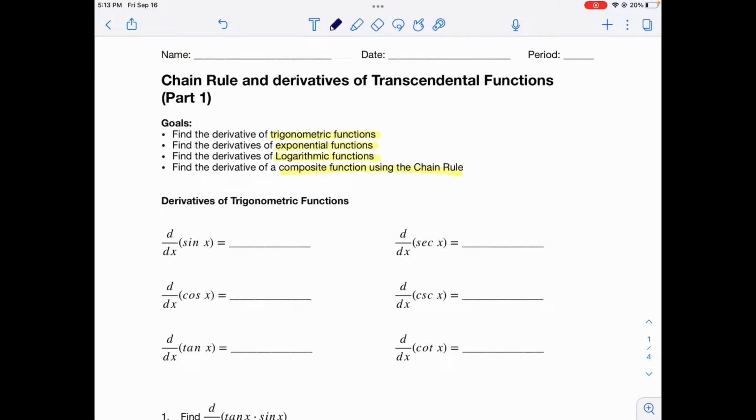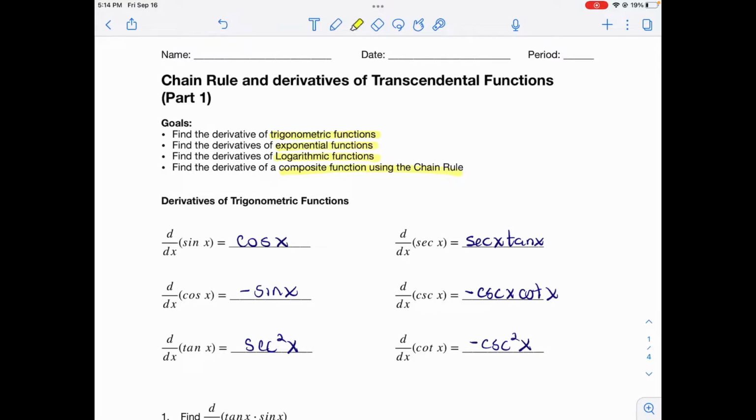So we're going to find the derivative with respect to x of sine of x, and it is cosine of x. Then the derivative with respect to x of cosine of x is negative sine of x, and the derivative with respect to x of tangent of x is secant squared x. And the derivative with respect to x of secant x, well, that is kind of unique. It's secant x tangent x. And the derivative with respect to x of cosecant x is negative cosecant x cotangent x. And the derivative with respect to x of cotangent x is negative cosecant squared of x.